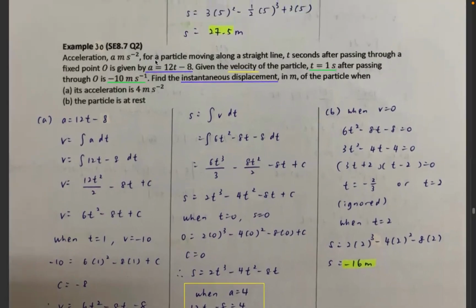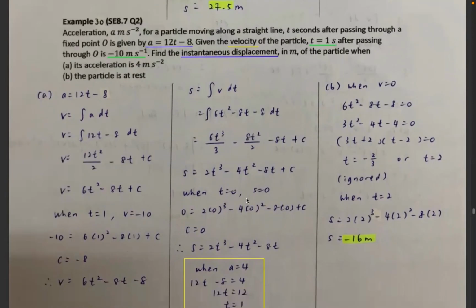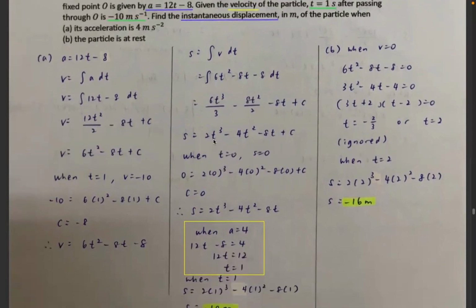So let's read the first sentence. We have a particle moving along a straight line and passing through a fixed point O. That means when the particle starts moving, it starts at fixed point O. That means when t equals 0, s equals 0. So we substitute t equals 0, s equals 0. Then we will have answer c equals 0. So this is our displacement function finally.